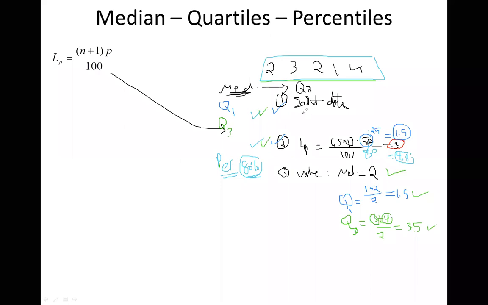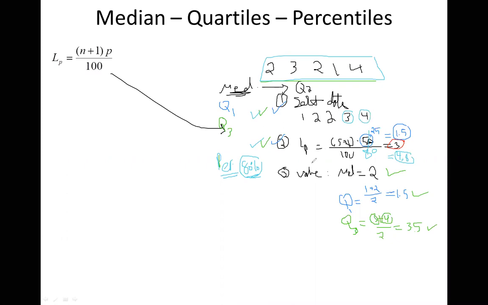So now we have 1, 2, 2, 3, 4. This is the data after sorting. So now we need to find the value number 4.8. I don't have a value number 4.8. I have a value number 4. I have a value number 5.